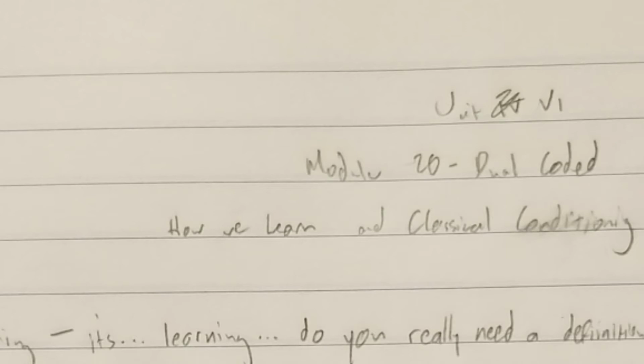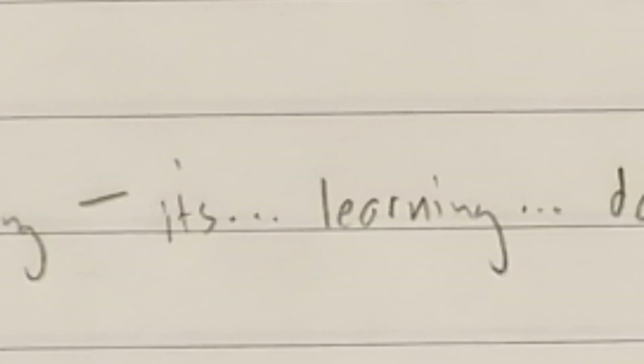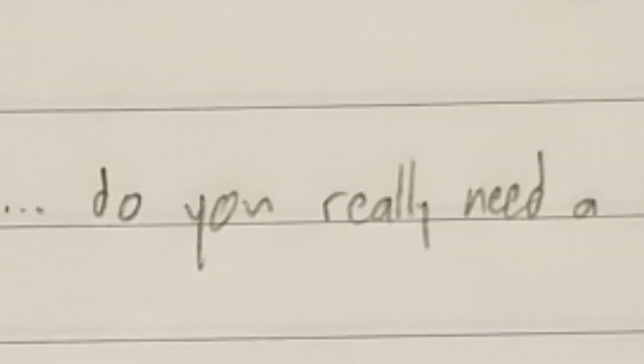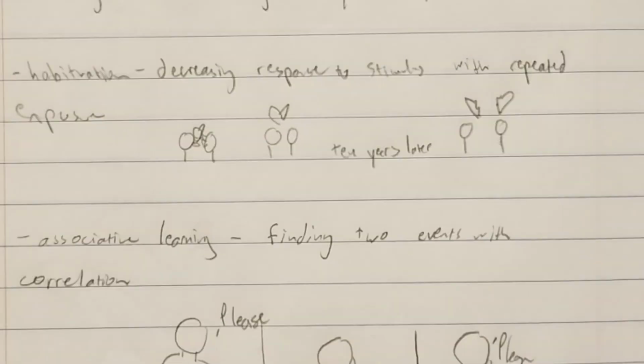Unit 6, Module 20, Dual-Coded. How we learn in classical conditioning. Learning. It's learning. Do you really need a definition? Habituation. Decreasing response to stimulus with repeated exposure.